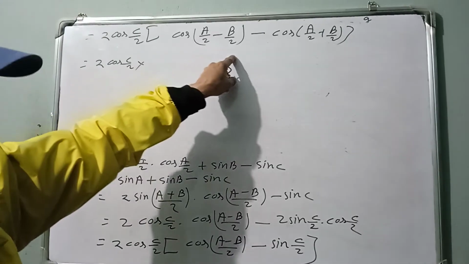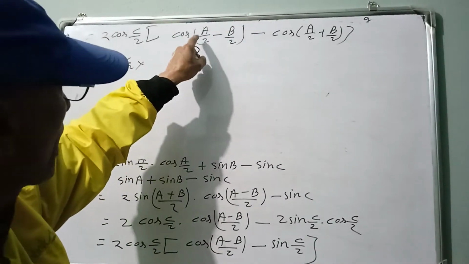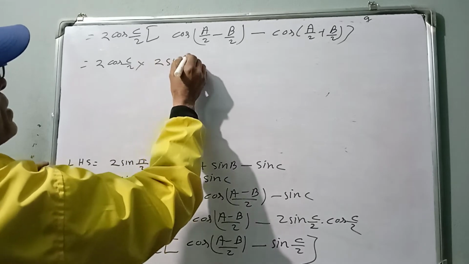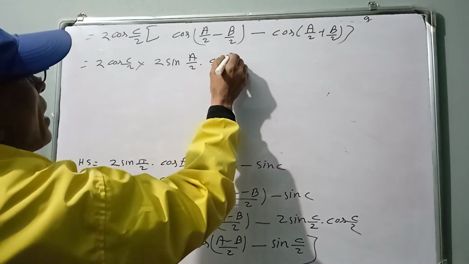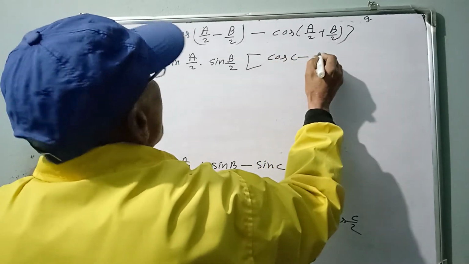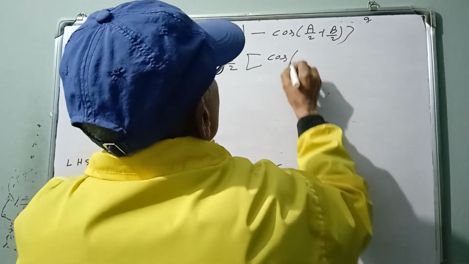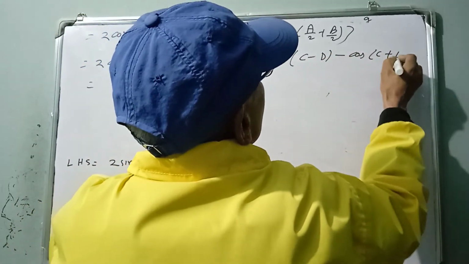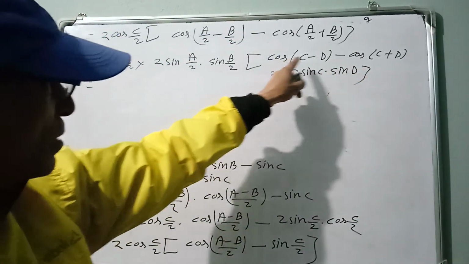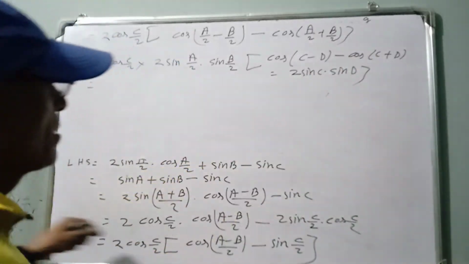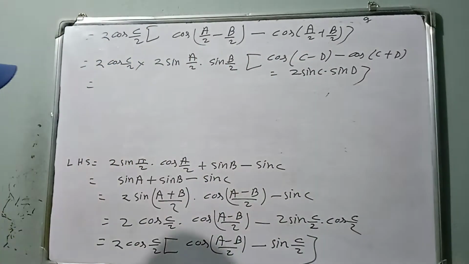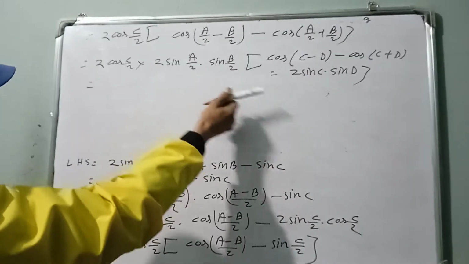Remember, cos A minus B minus cos A plus B. Suppose C minus D minus cos C plus D is 2 sin C into sin D. I write the formula: cos C minus D minus cos C plus D equal 2 sin C sin D. Or cos A minus B minus cos A plus B equal 2 sin A sin B.